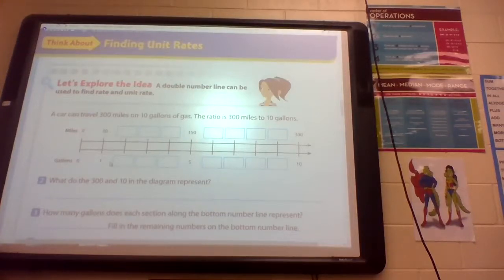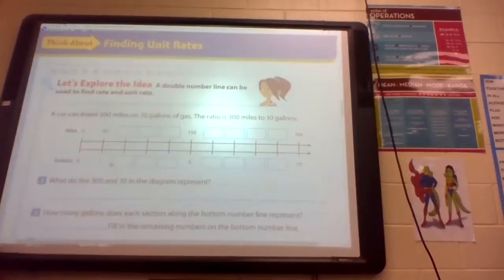300 miles and 10 gallons. That doesn't represent 300 to 10. I said 300 miles and 10 gallons.